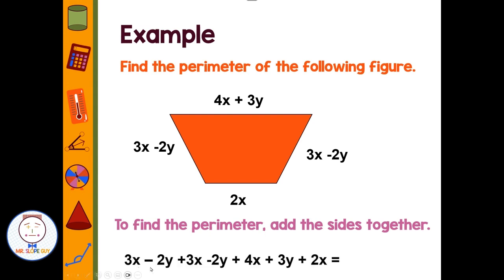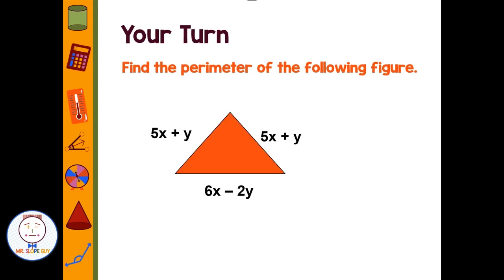So I add 3x and 3x to get 6x, plus 4x is 10x, plus 2 more x is 12x, and we get negative 2y, and negative 2y add up to negative 4y, plus a positive 3y will give us negative y. So after we've added these polynomials together with like terms, the perimeter will be 12x minus y. So let's look at you guys trying one of these on your own. So pause the video here and you guys find the perimeter of the triangle.